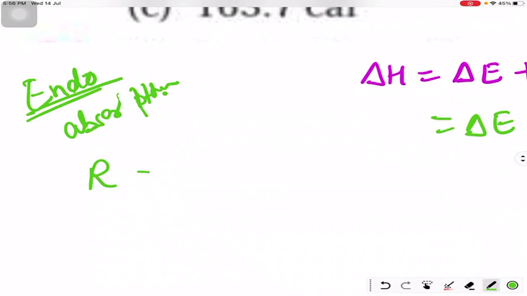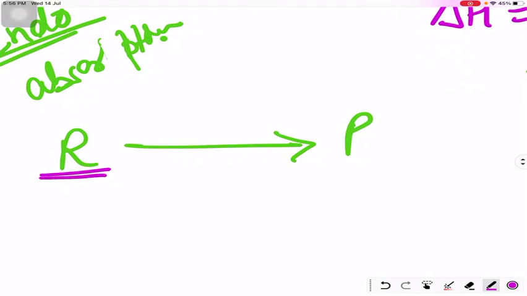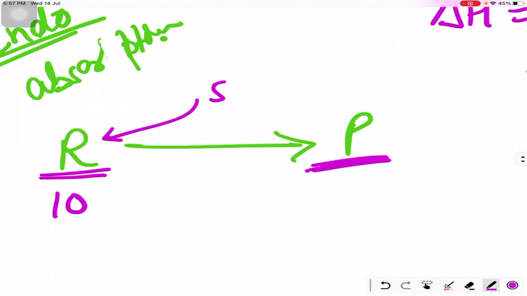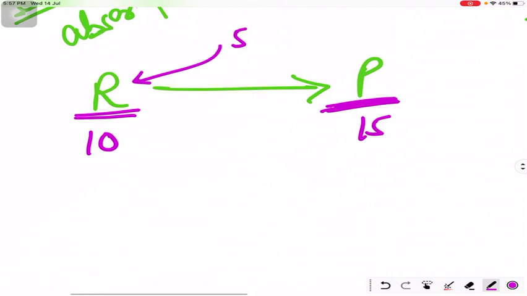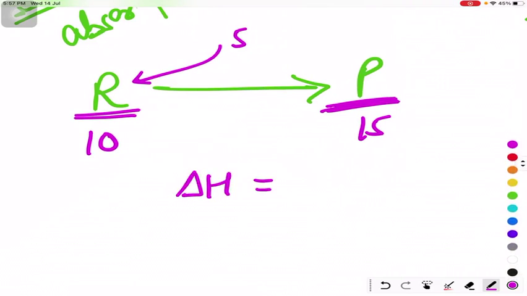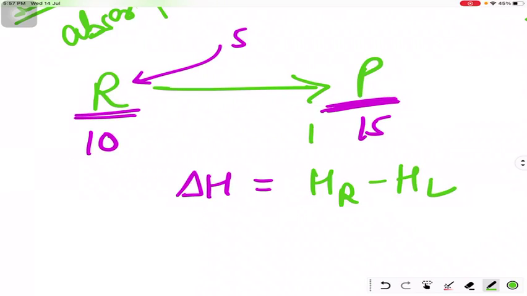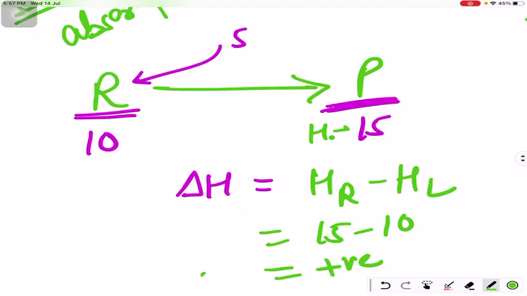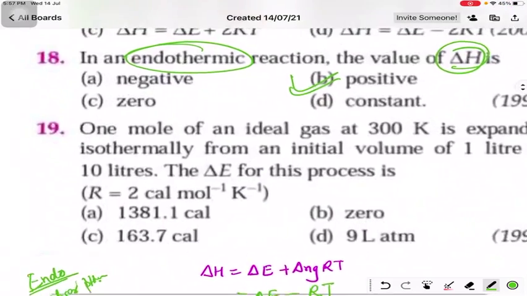So if you are taking reactants and they are converting into products, initially let the energy of the reactant be 10, and if it is absorbing 5 kilojoule per mole of energy, the final energy of the product will be 15. So what is the enthalpy change, del H? This is equal to right minus left, H of right minus H of left. This is actually H, enthalpy, energy. So it is 15 minus 10, so it will always be positive. So this is for an endothermic process.